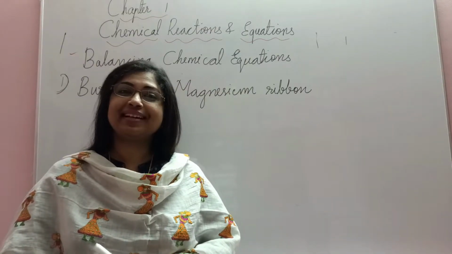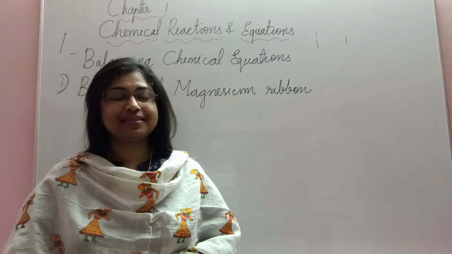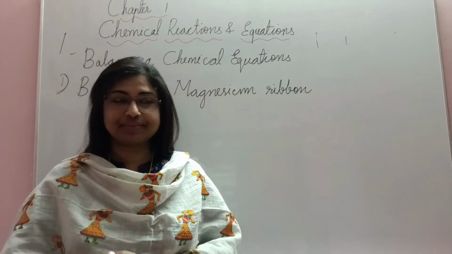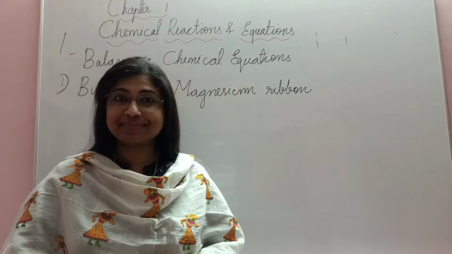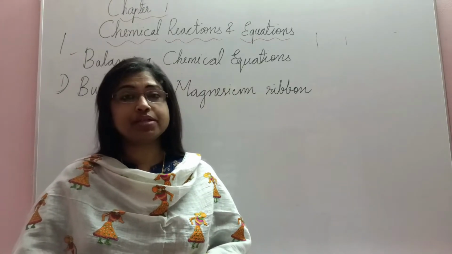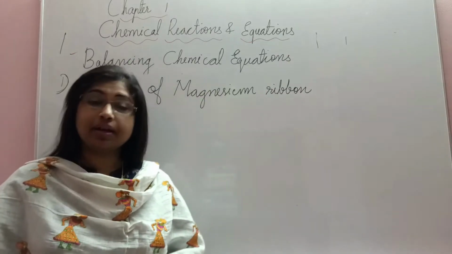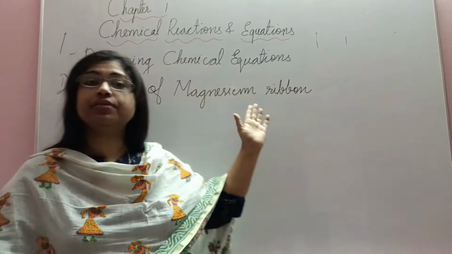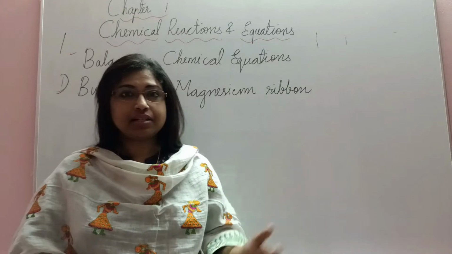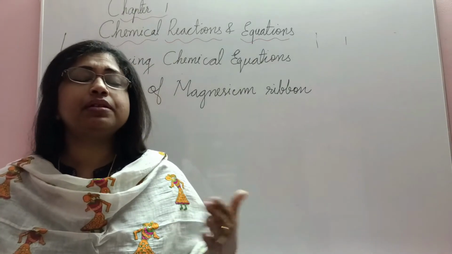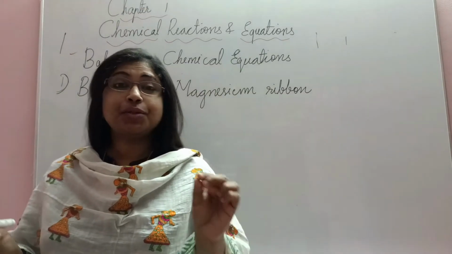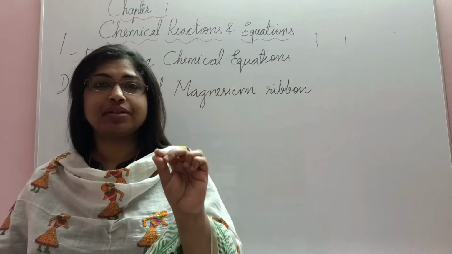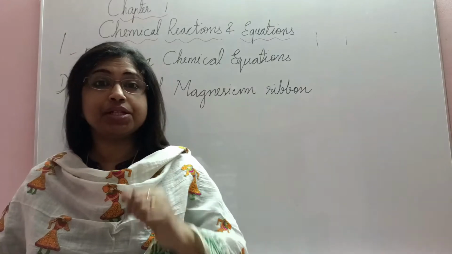Let's begin with a simple example that you have learned in class 8. Do you remember the lesson metals and nonmetals? When you learnt about the properties of metals, you learned about the burning reaction of magnesium ribbon. That is, magnesium ribbon burns in air with a dazzling white flame to produce a white ash, a white powder called magnesium oxide.